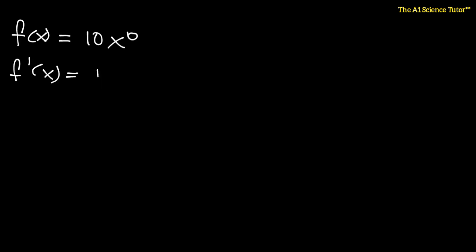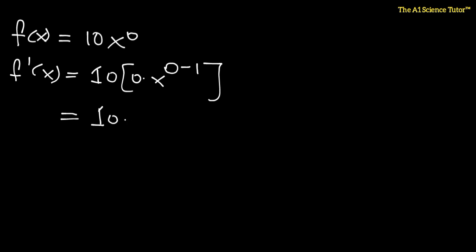Now f prime of x, that will be 10, which is a coefficient. So I'm actually going to keep it out and work the differential with x to the 0th. Now you know that this should actually come to the front. So this will be 0. This is multiplied by x raised to the power of 0 minus 1. So basically what we have here is 10 multiplied by 0 multiplied by x raised to the power of negative 1. And this is obvious. This is going to become a 0 because we have 10 multiplied by 0 multiplied by x to the negative 1, which is going to change to a 0.